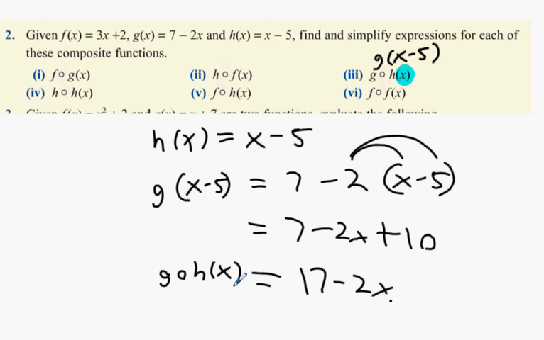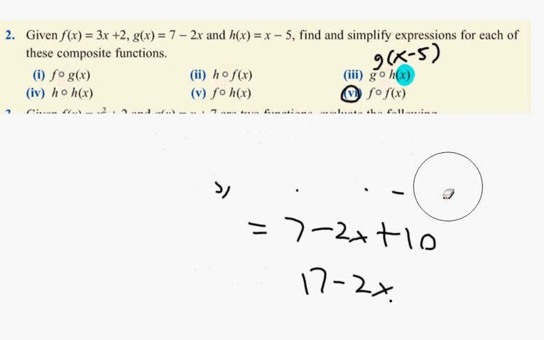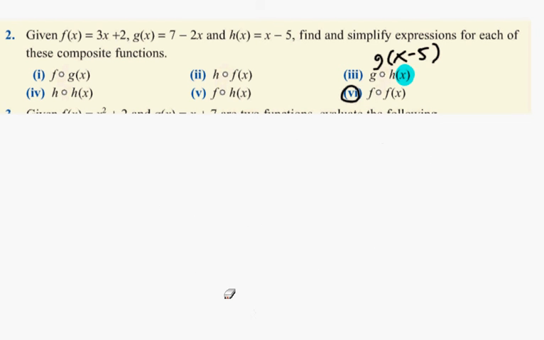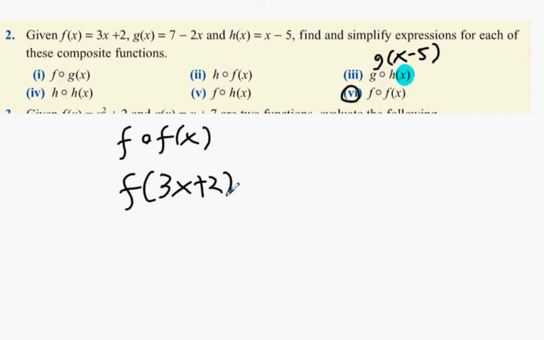Do you want to see one more then? One more for the road? Okay, part 6. F after f. So anybody have any ideas how to do this one? Part 6. What is f of x? It's basically f of 3x plus 2. What's the f rule? Whatever it is, it's 3 times the input plus 2. What do we have to put in instead? 3x plus 2.